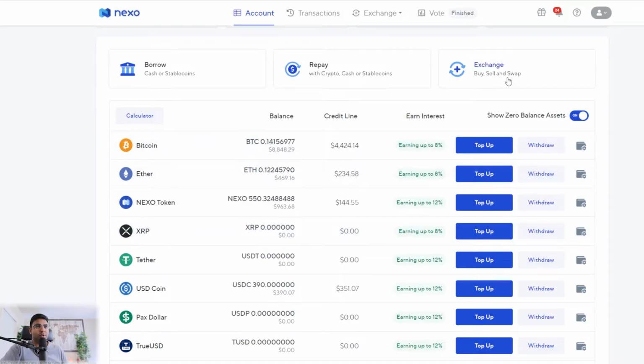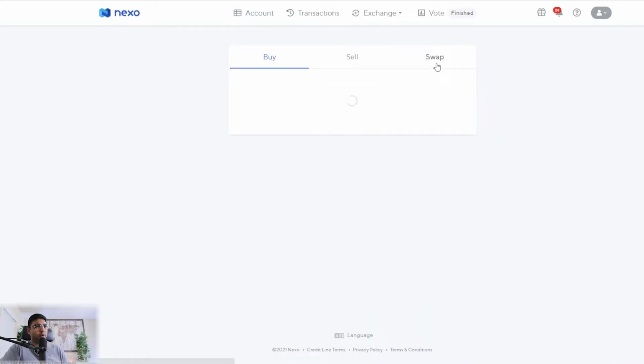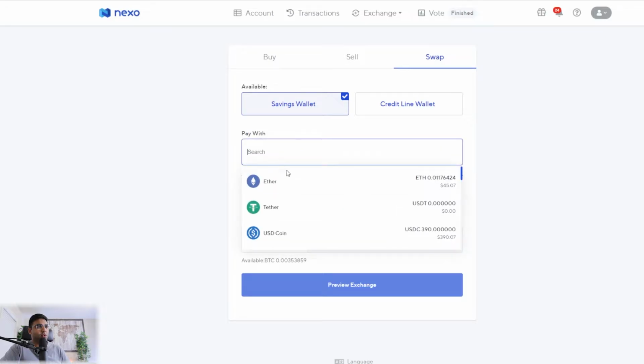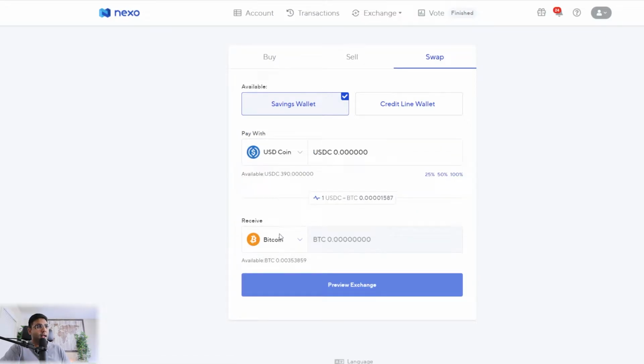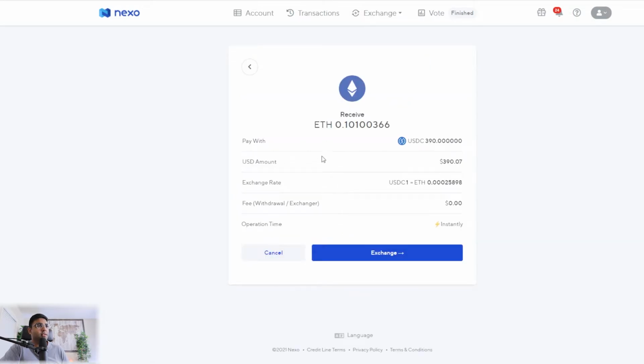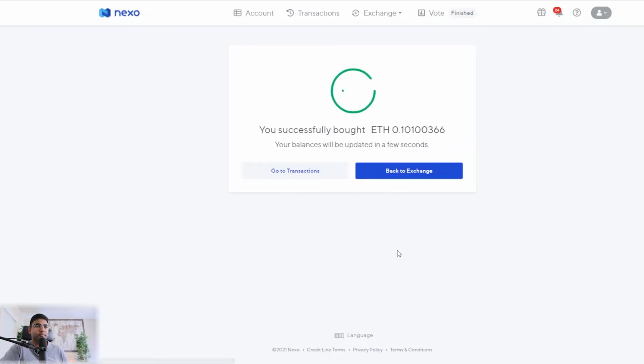Receiving our USDC, this is what I'm going to do next. I'm going to go ahead and press exchange where I can swap my USDC for Ether. So pressing this over here, I can go to swap, and specifically I'll choose USDC here, which I have 390 of, and here I want to receive Ether. And so over here, if I say 390, use all of the USDC we have, then essentially I'm going to get 0.1 and change in Ether. So when I preview exchange, it basically says this is the situation. We'll get it instantly. There's no fee over here, and I'll say exchange. And that's it. I successfully bought this much Ether, and the balances will be updated in a few seconds.